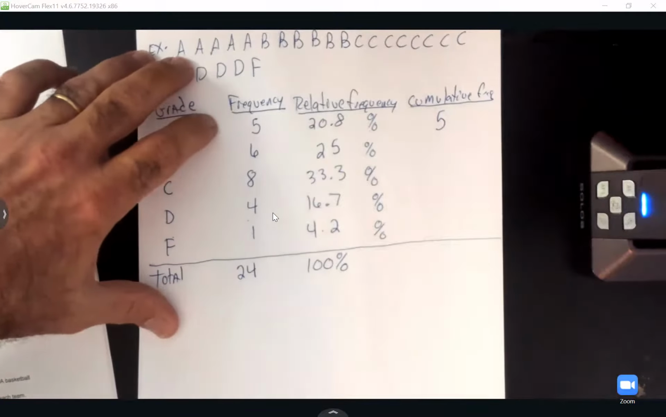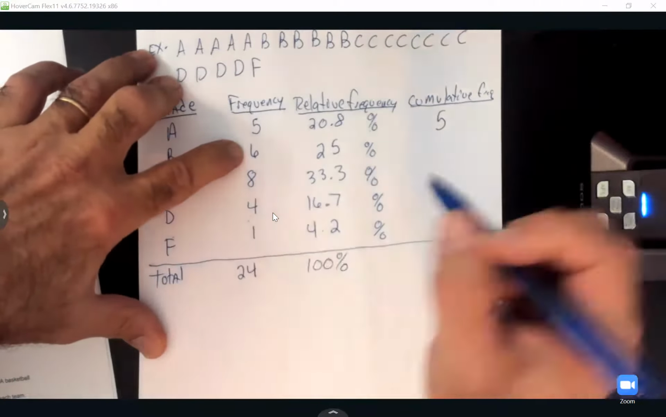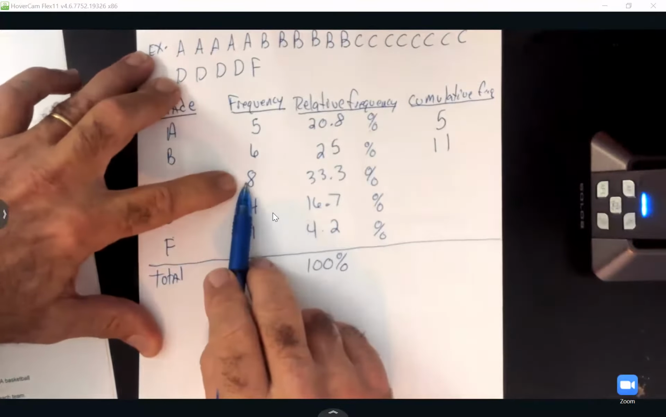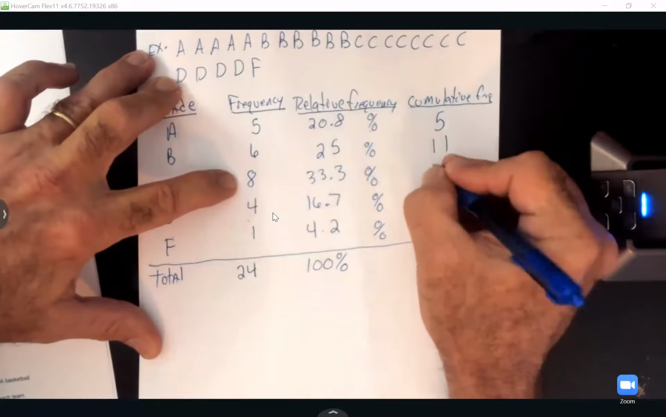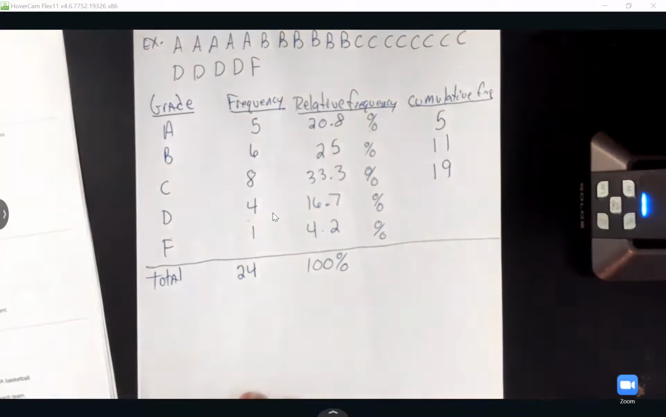All right, next we got 6. 6 plus 5 made this one 11. Next is 8. 8 and 11 give me 19. And remember, when we're done, this better equal 24, right?